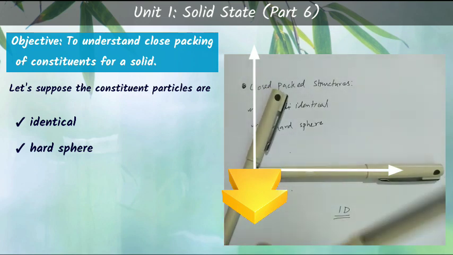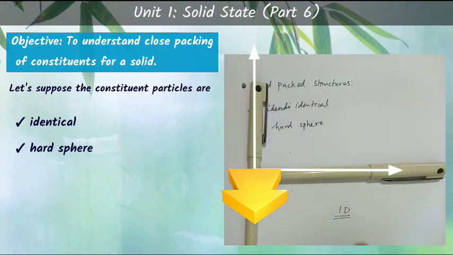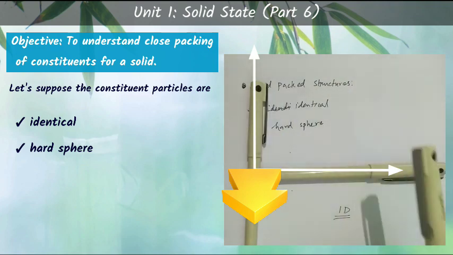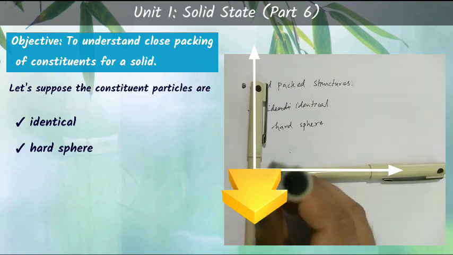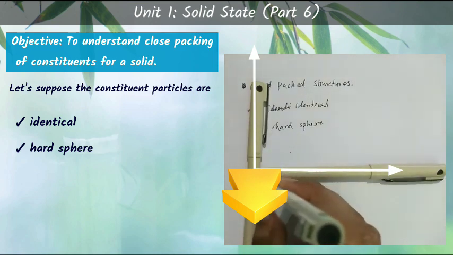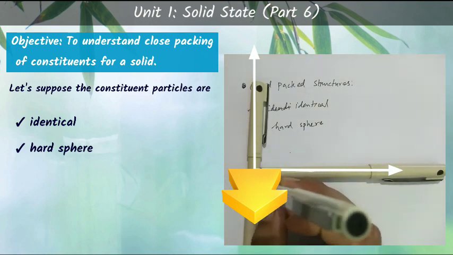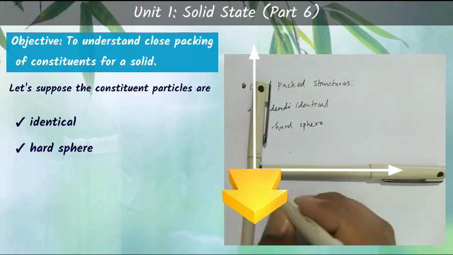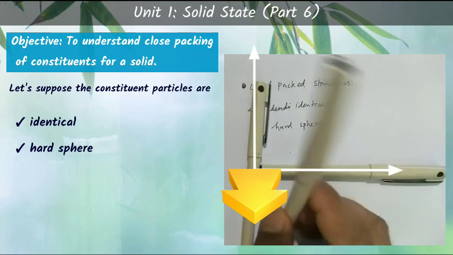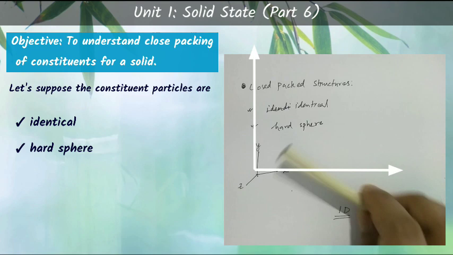Okay, so first we are going to discuss this 1 dimension, then in a plane, that means 2 dimension, and 3 dimension, that means it may be a cube. Okay, understand? So we're going to discuss this one by one. Okay, so now first discuss the 1 dimension.